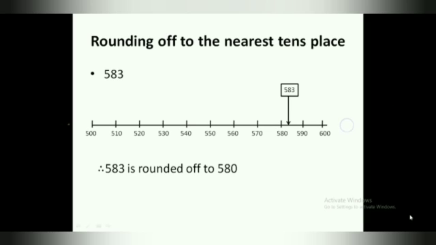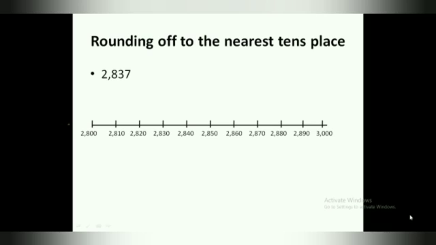Now we'll move on to the next example. This is in the thousands place. Okay, but you're going to estimate to the nearest tens place. 2837. Now 2800 will be the common number on your number line. Only you will be changing the tens place.